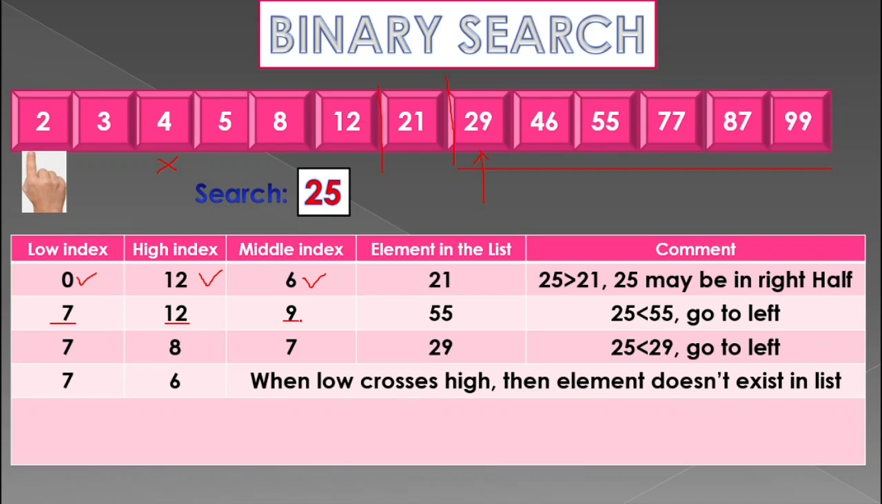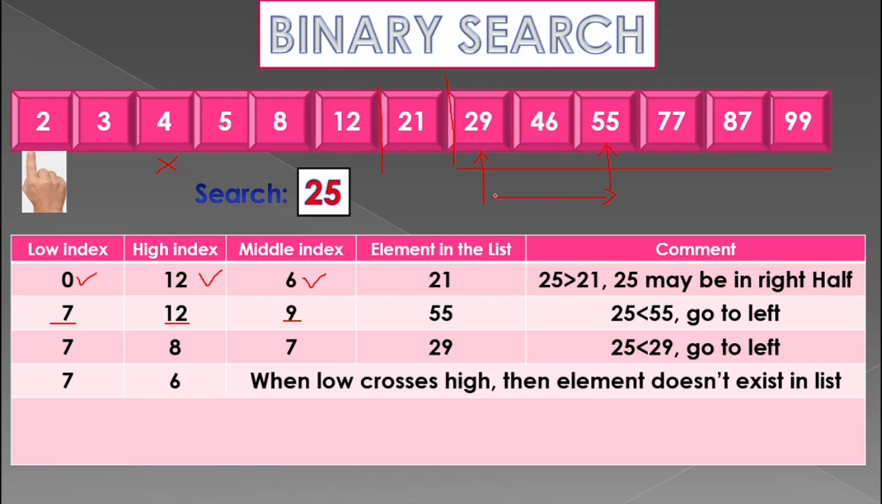19 by 2, it's 9. And what's there at the 9th location? 6th index, 7th index, 8th index, 9th index. It's a 55, and I am searching for 25. Which means 25 is less than 55, right? So my element might be available in this part.